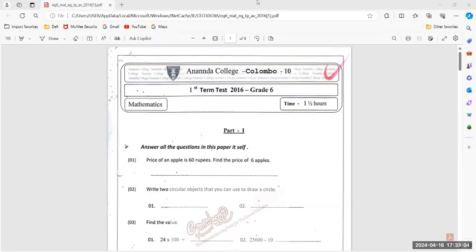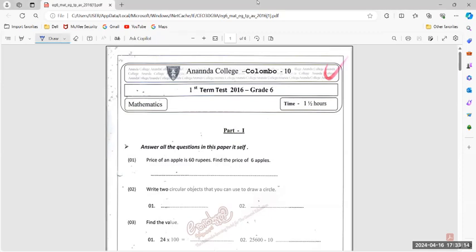So here we are starting with this. The first question is the price of an apple is 60 rupees. Find the price of 6 apples. So one apple is 60. They're asking us the price of 6. So 60 times 6 is going to be the answer. 6 times 6 is 36. The additional 0, you're adding it here. So 60 times 6 is 360.